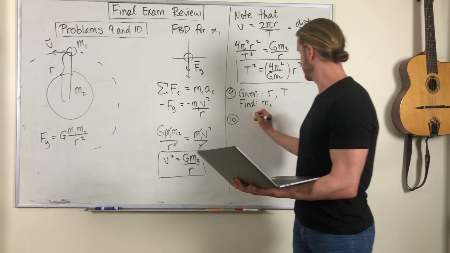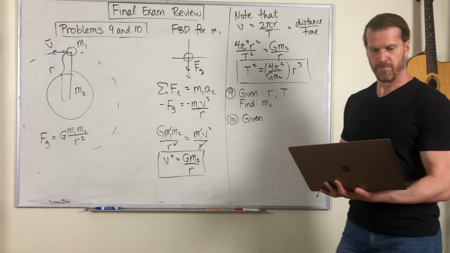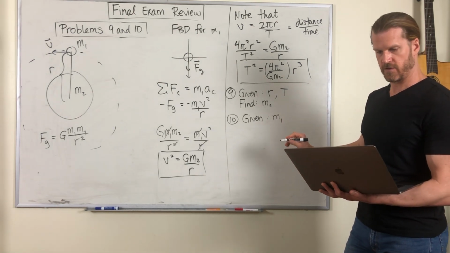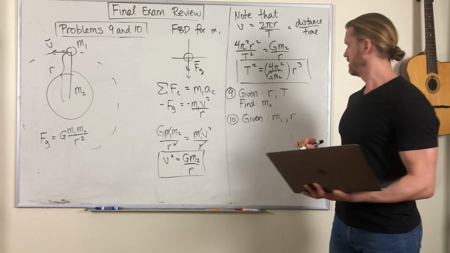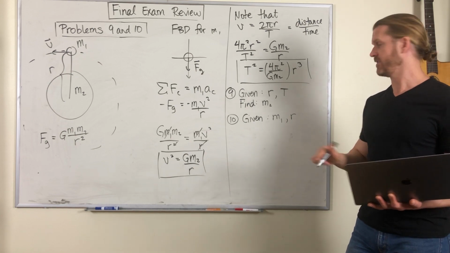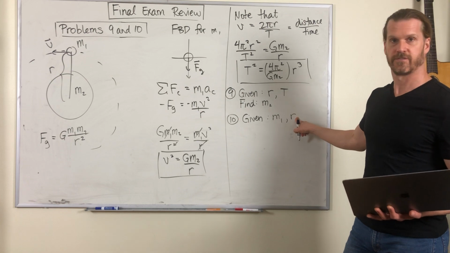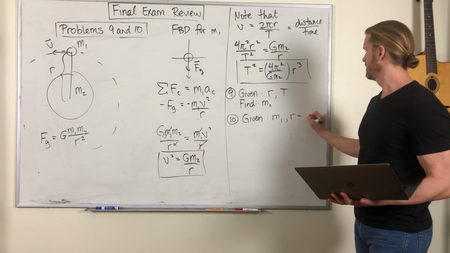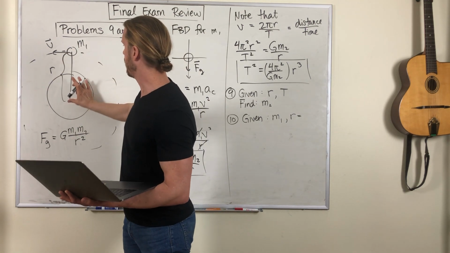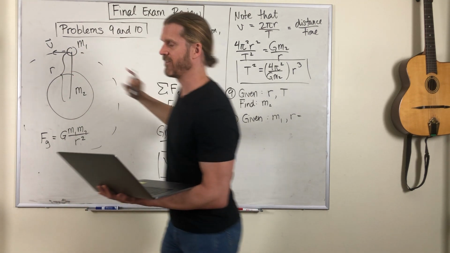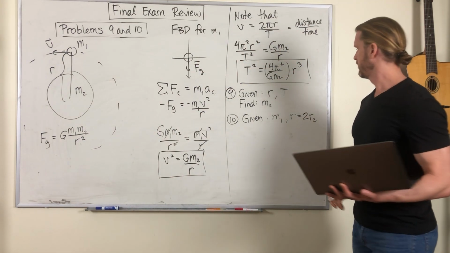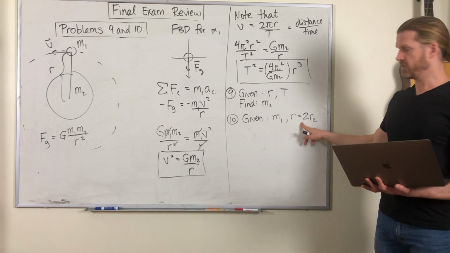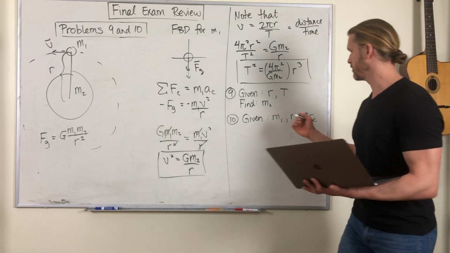In problem 10, we're given the mass of a satellite. So we're given m1, and we're given the radius. The way that this radius is expressed, it says it's a height equal to the Earth's mean radius. So that means that this distance r is the Earth's radius plus another Earth's radius. So it would be 2 times the radius of the Earth. So that's the value you can use for radius in that problem. And given this information, find the satellite's orbital speed.